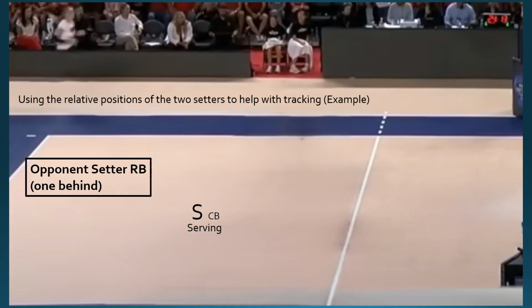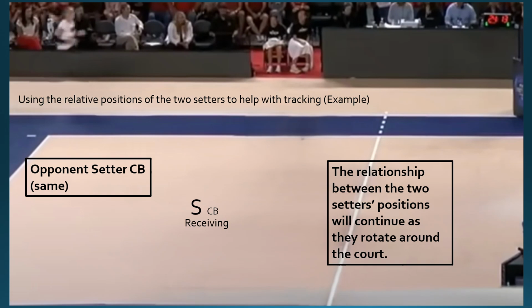Then, when serve is regained, our setter moves to center back. The opponent's setter is in right back, once again, one step behind. When the opponent wins serve and rotates again, now we're back to the setters being in the same position, both in center back. As the set progresses, the setters will continue to move in that step-by-step pattern relative to each other. Now, of course, the setters won't always begin one step apart as they did in this example. But whatever relationship they begin in relative to each other, they will continue in that relationship as they rotate around. So if you lose track of where one setter is in the rotation, you can often use the position of the other setter to help you get your bearings back.